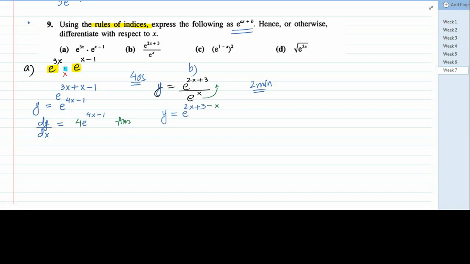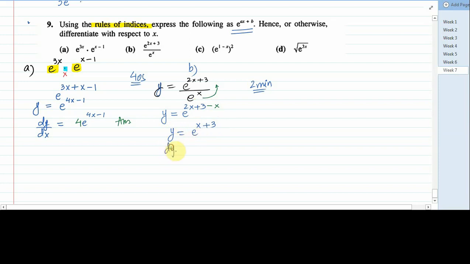Alright. And in terms of indices, we had learned that if you have the same bases and they are dividing, the power changes its sign. Alright. So now y is equals to e to the power 2x minus x plus 3. Alright. Now the equation is in simplified form. Now we can differentiate the equation.